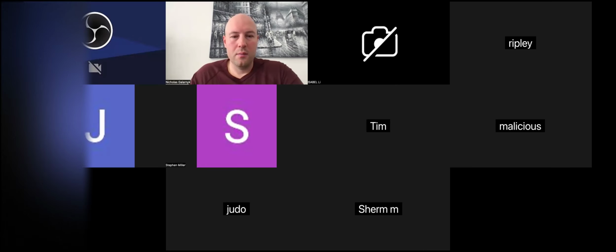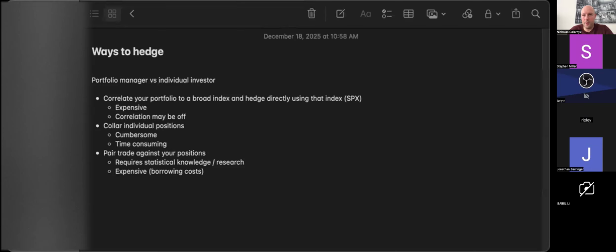Perfect. So today's topic of discussion is going to be on hedging. And when we discuss hedging, there are different contexts to the discussion on hedging, right? Because if you look at, for example, this little notepad I made right here, if you're a portfolio manager versus an individual investor, there's very different contexts for how you're going to hedge, right?